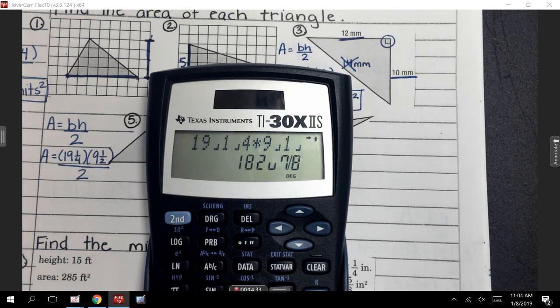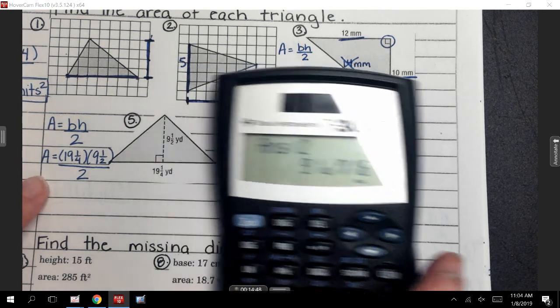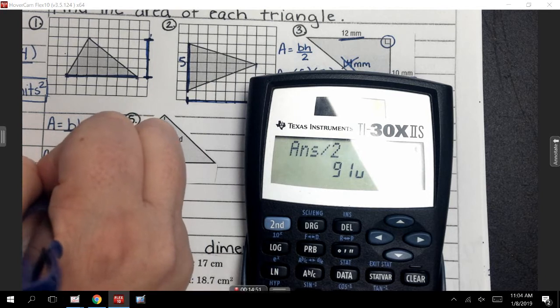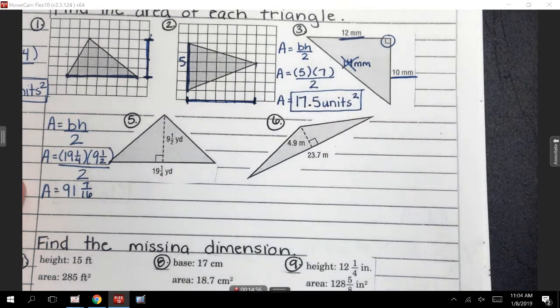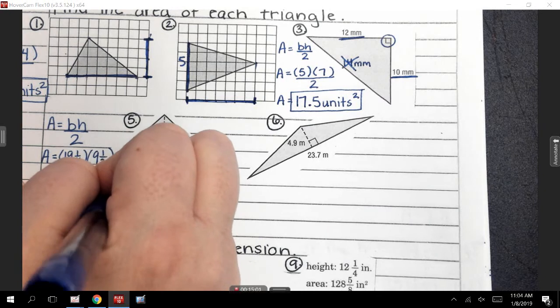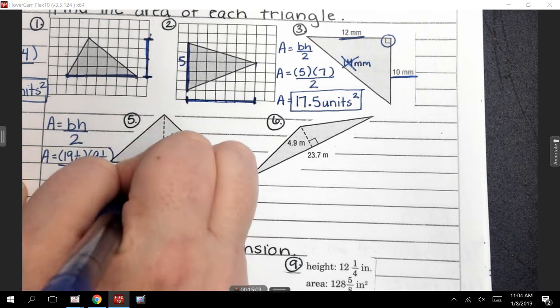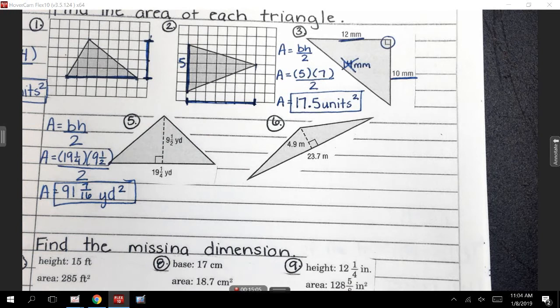Let's make sure everyone has that. When you multiply the fractions, it's kind of crazy, right? Do we need to write that down yet? What do I still need to do? Owen? Divide. I still have to hit divide by 2. And then we hit enter, which is 91 and 7/16. What? Not units. Yards squared. There we go. All right, excellent job. Questions about those?